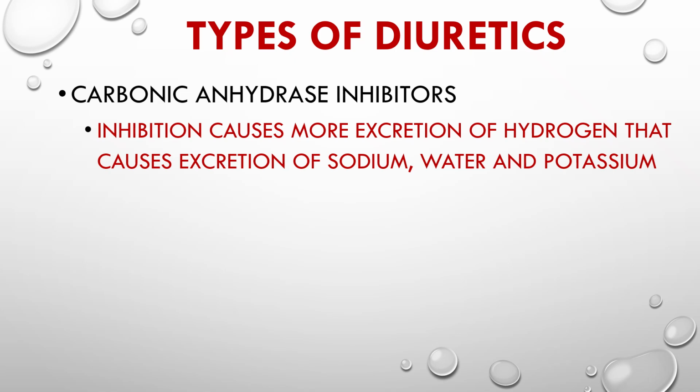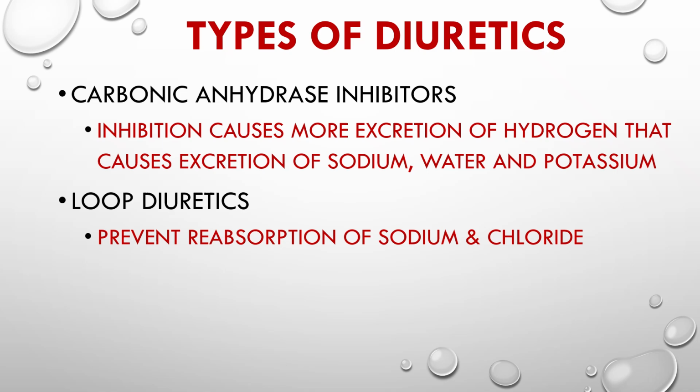So if we're increasing the amount of ions that are going out in the urine, that by default pulls the water out with them. Loop diuretics, so if you remember your anatomy, the loop of Henle that's in the kidneys allows for that absorption and reabsorption of ions and molecules in water. So those loop diuretics prevent the reabsorption of sodium and chloride. So that puts more of that in the urine, which again draws water to go with it.